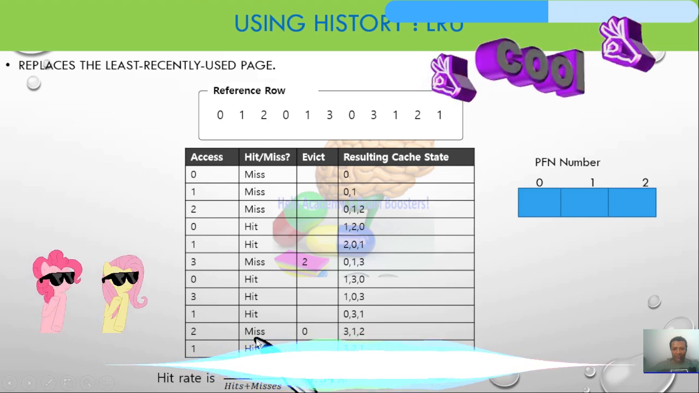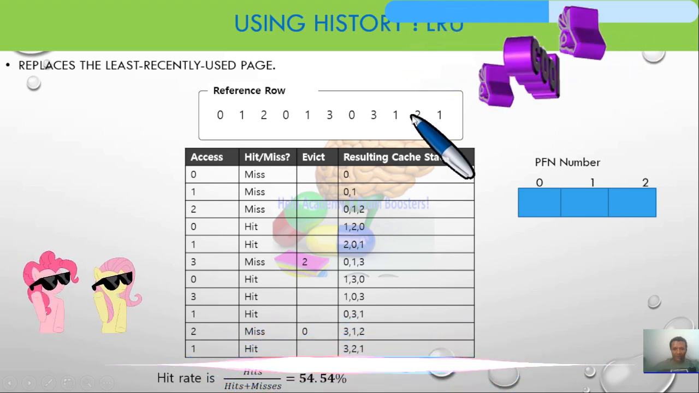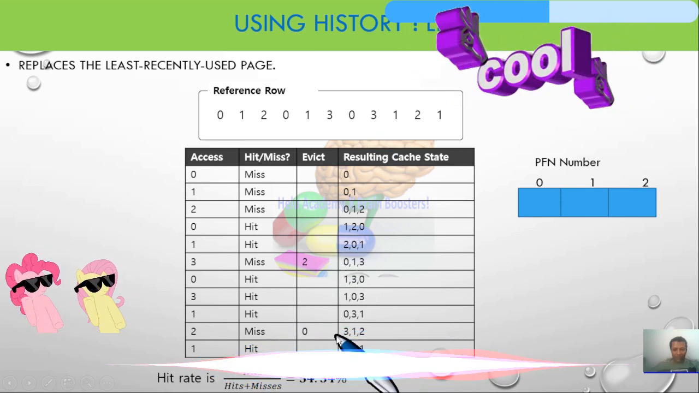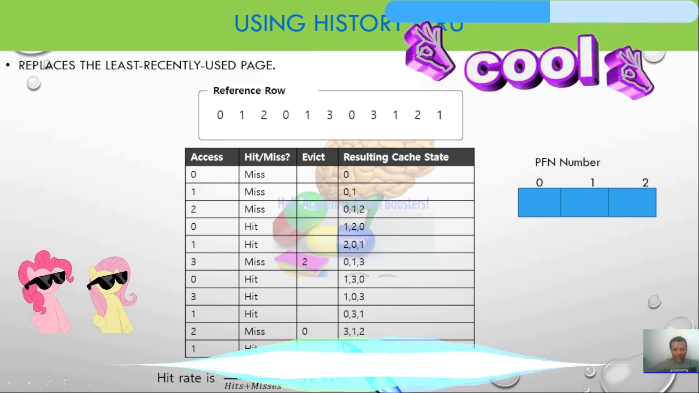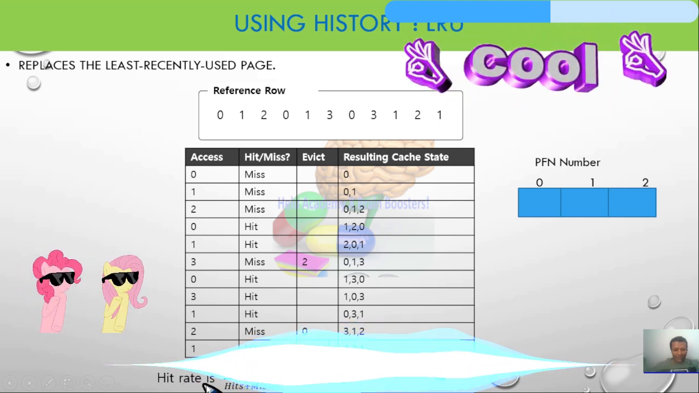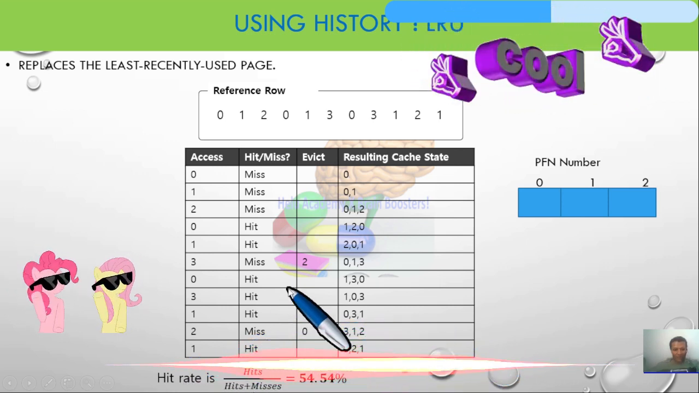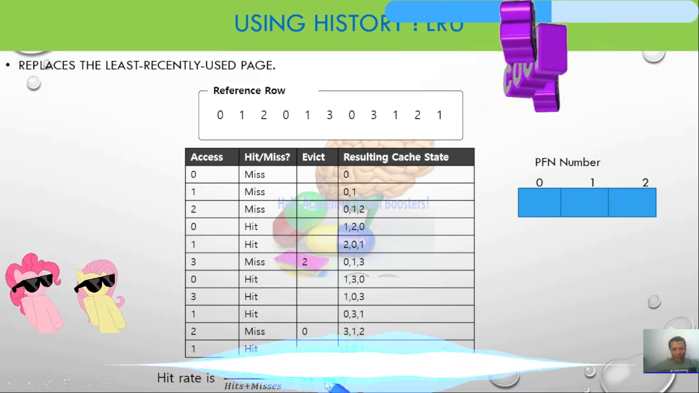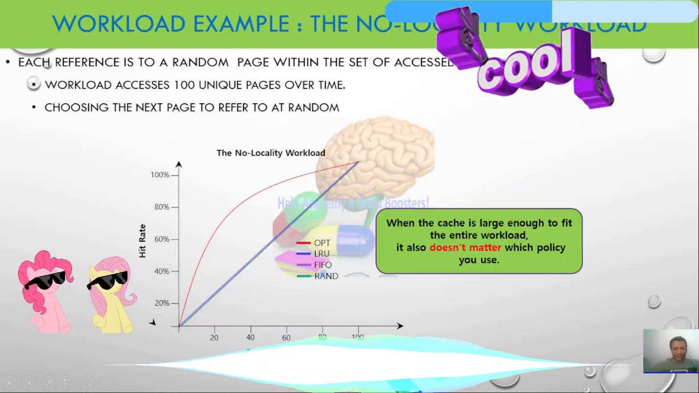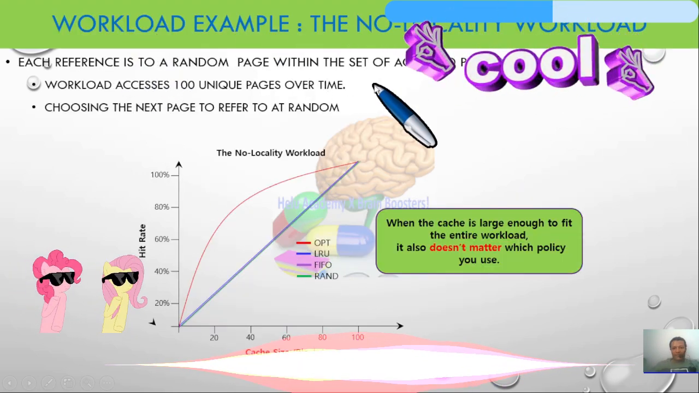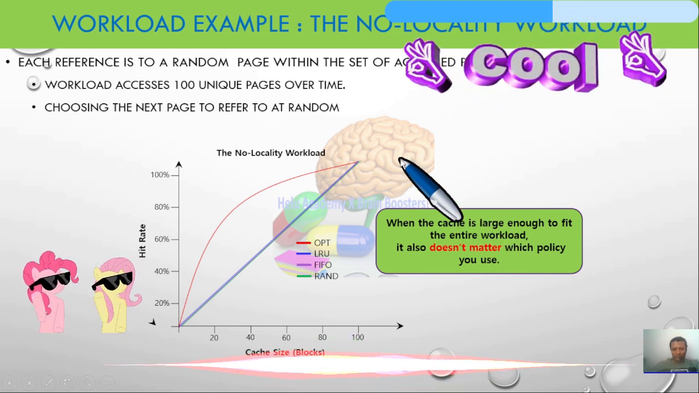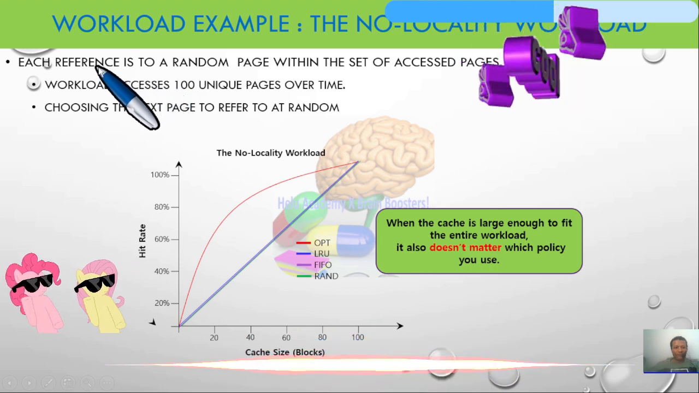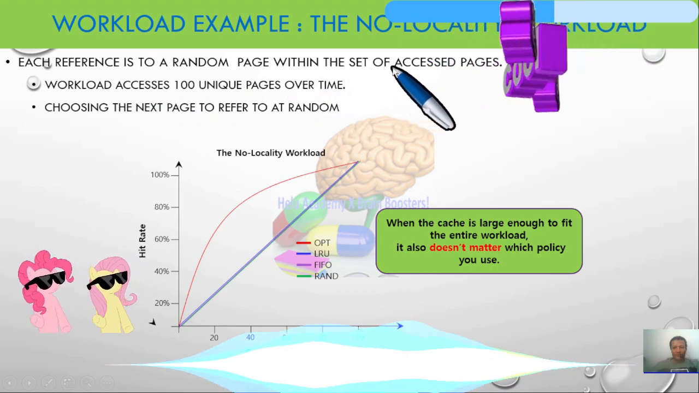Then 2 is a miss. So which one is the least recently used? 130, so 0 will be replaced, giving 312. 1 is a hit, 321. So as you can see, the hit rate is hits over total. How many hits do we have? 1, 2, 3, 4, 5, 6 divided by 11, which is 54.54%.